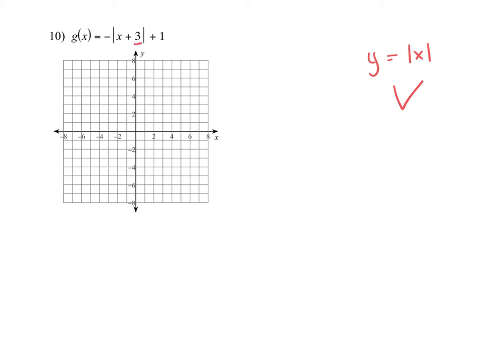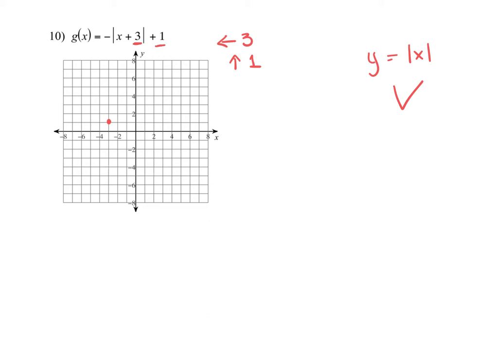The first thing I notice is this +3. That's going to move me left 3 units. Then I notice this +1. That's going to move it up 1 unit. Okay? And so I know where my vertex is. My vertex is going to be at -3, +1. All right? Now, normally this guy would open up at a 1 slope.